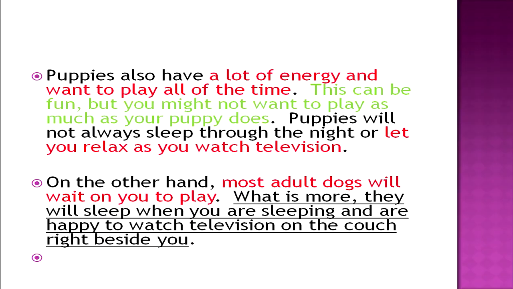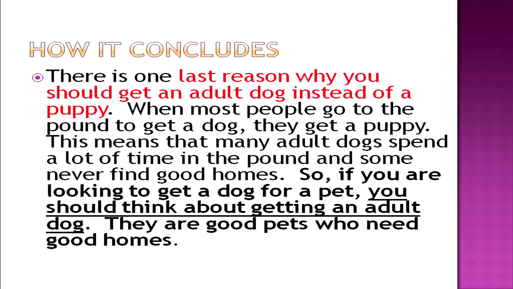And so he continues, on the other hand, most adult dogs will wait on you to play. What is more, they will sleep when you are sleeping and are happy to watch television on the couch right beside you. So this is how he continues by giving you the list of advantages and disadvantages. Advantages when you get an adult dog, and disadvantages when you get a puppy.